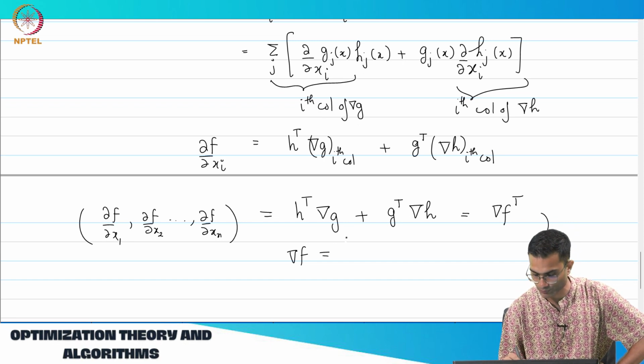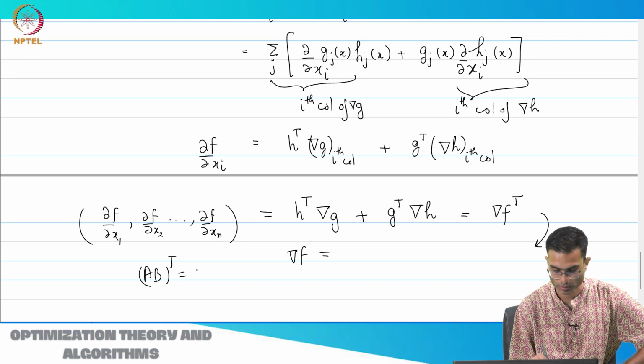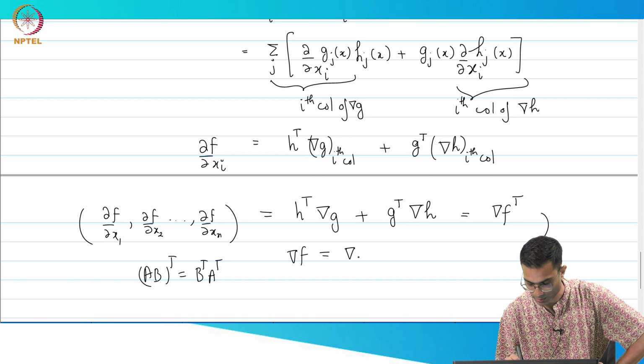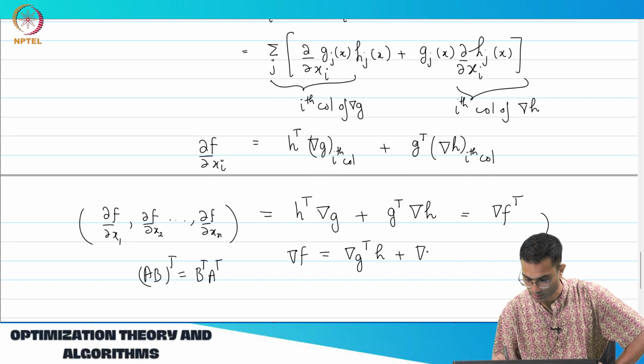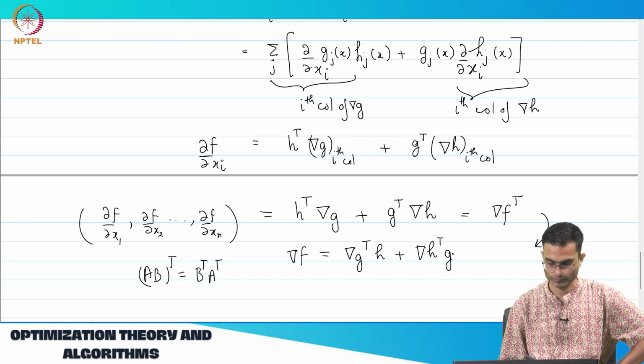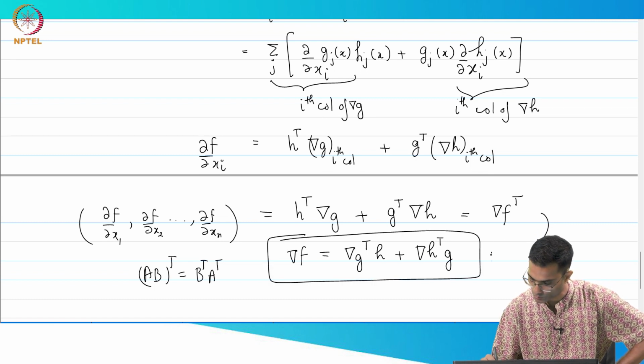So grad F then would be also, what is (AB) transpose? B transpose A transpose. So this is going to give me grad G transpose H plus grad H transpose G. So this is my product rule.